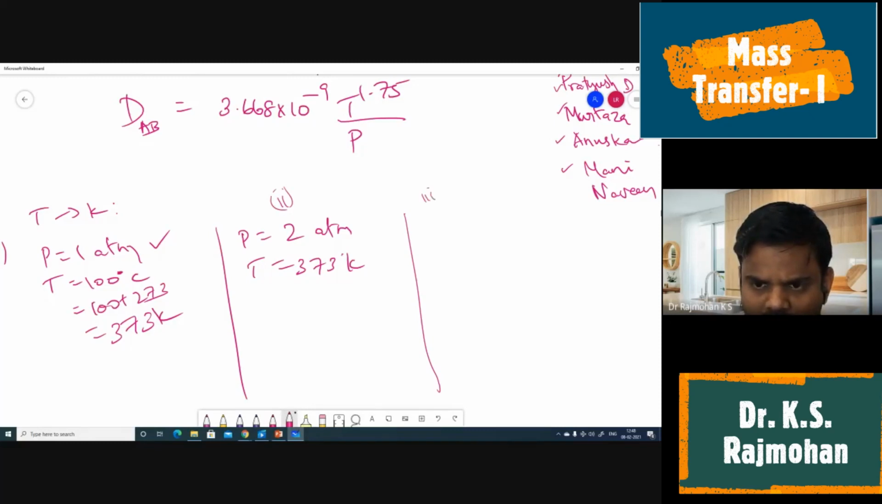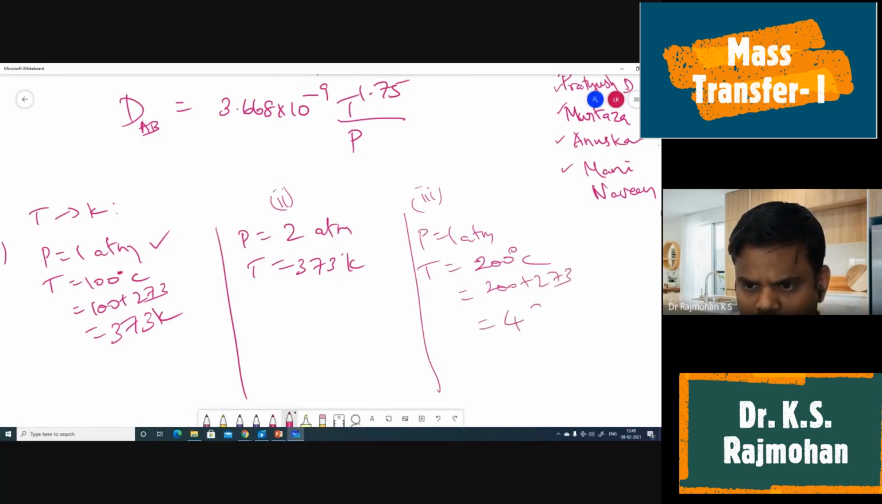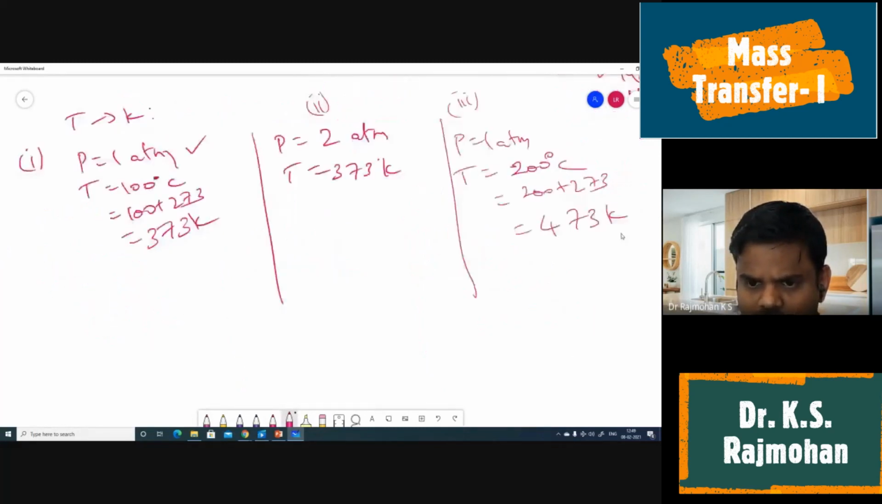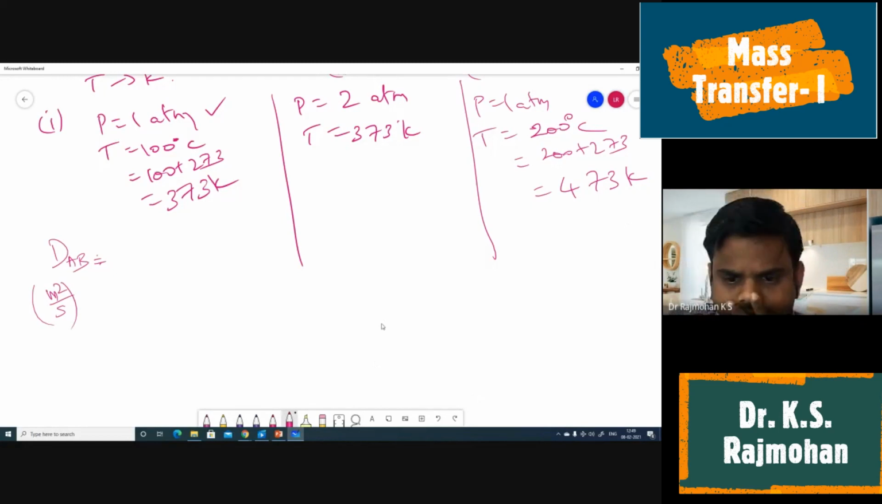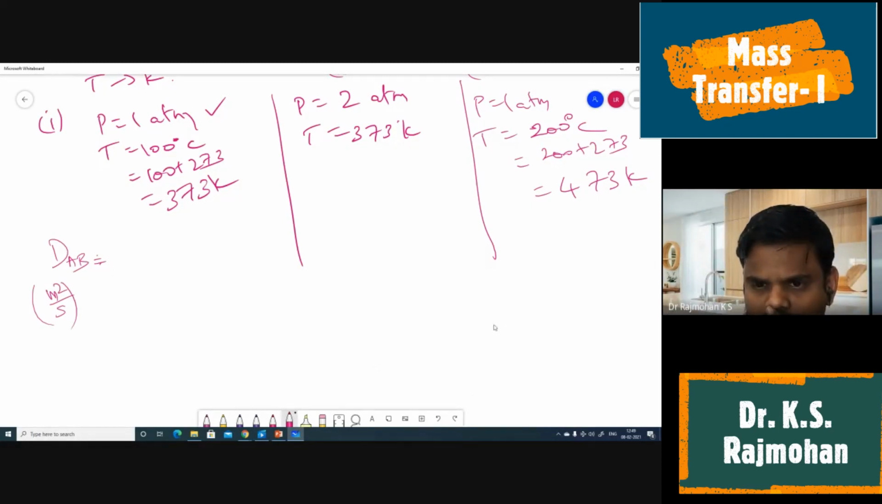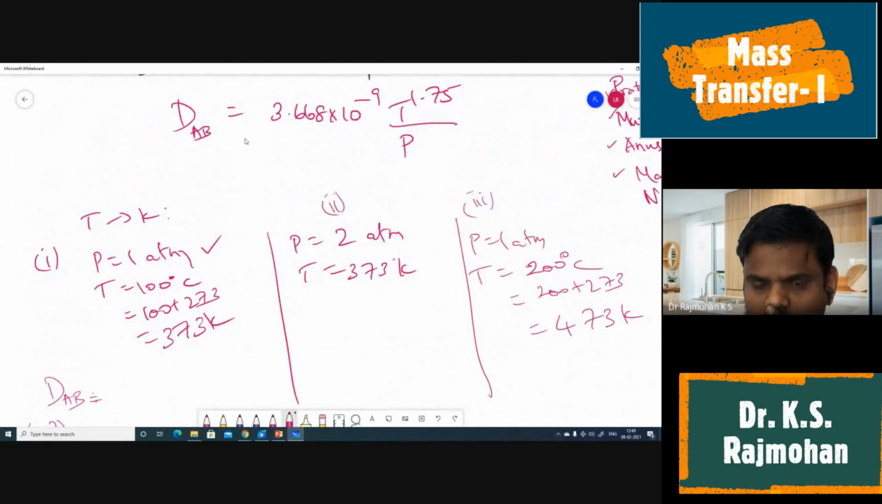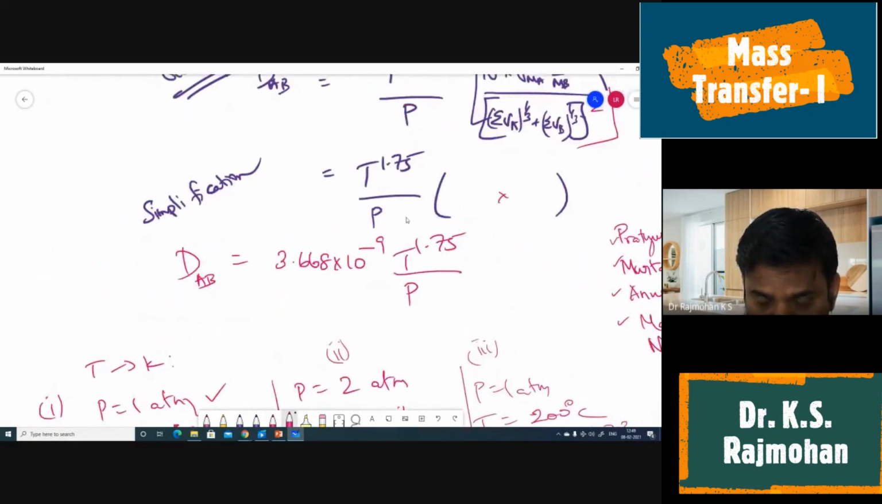Third case, conditions are P is 1 atmosphere, T is 200 degrees Celsius, which is 200 plus 273, 473 Kelvin. Okay. So easy to get all the answers. It is mentioned that the answer will be in meter square per second, right? Okay. All of you please proceed. DAB, diffusivity of A in B. Here A is carbon monoxide, B is hydrogen. So we have simplified it for all three cases.